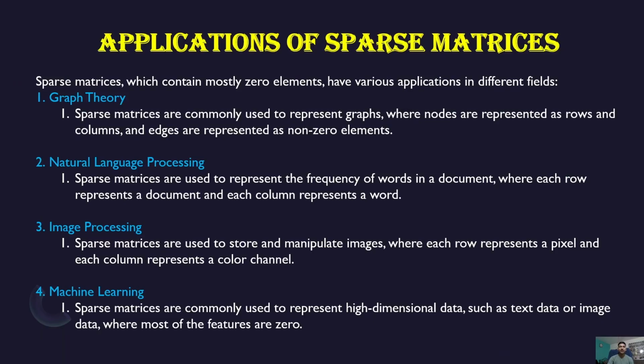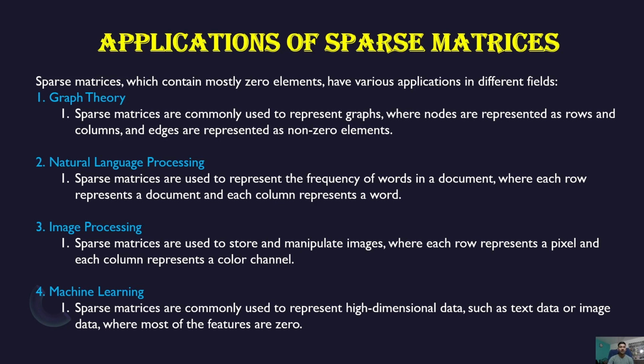Applications of sparse matrices. Sparse matrices, which contain mostly zero elements, have various applications in different fields. Graph theory: sparse matrices are commonly used to represent graphs, where nodes are represented as rows and columns, and edges are represented as non-zero elements. Natural language processing: sparse matrices are used to represent the frequency of words in a document, where each row represents a document and each column represents a word.